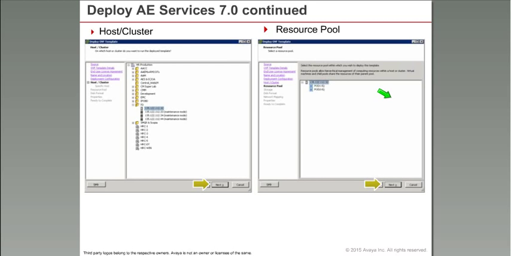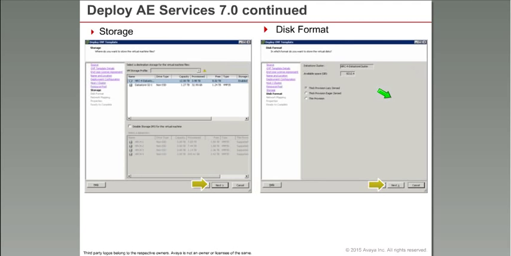Okay, so once we've selected our profile, we then have to decide the host or cluster that we're storing the VM on, and select a resource pool. So we're deciding where we're storing the virtual machine, and in this case we've selected thick provisioning.